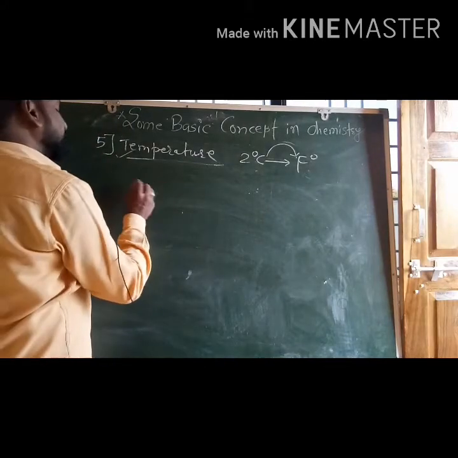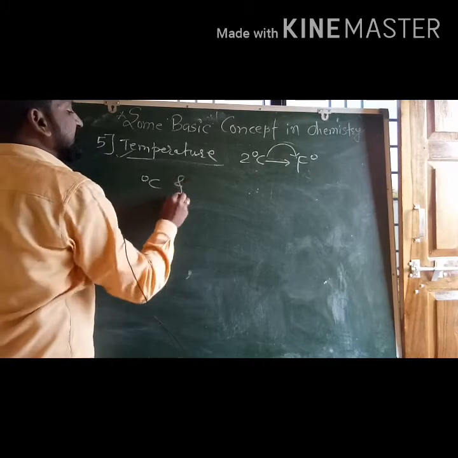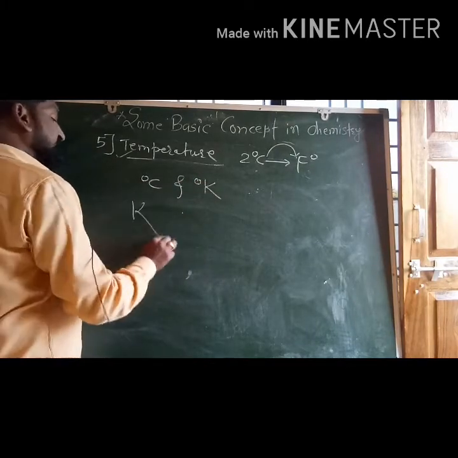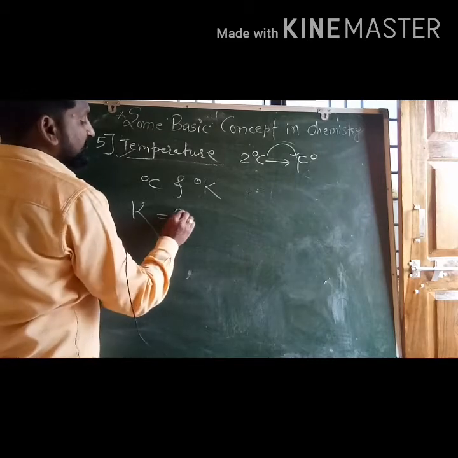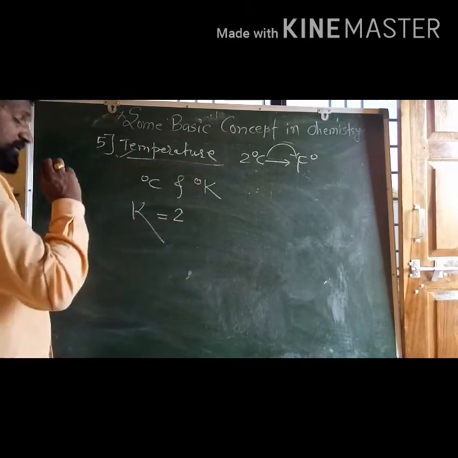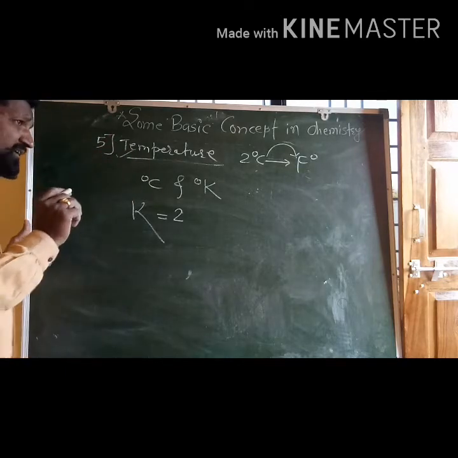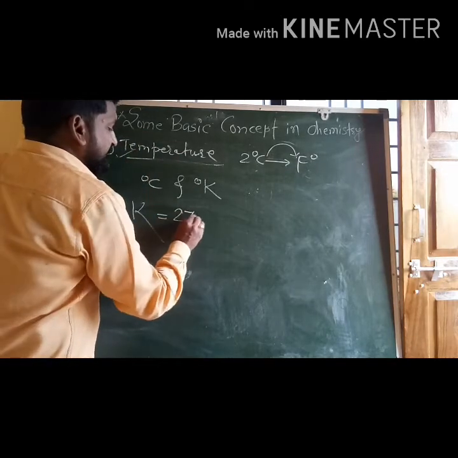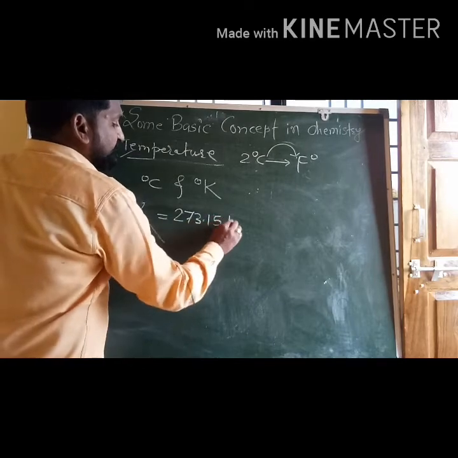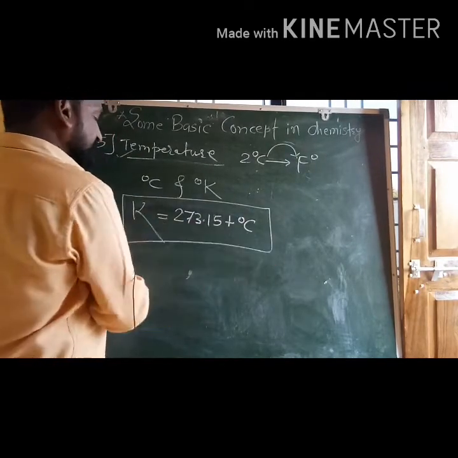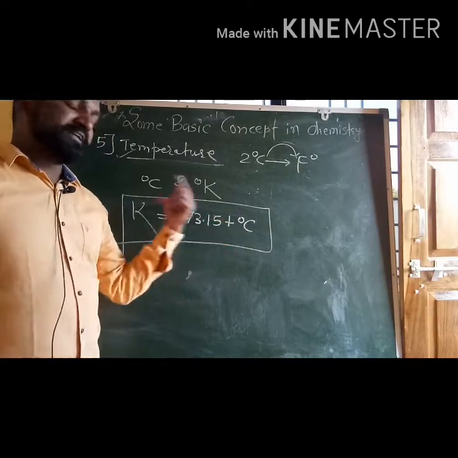After that, relationship between degree Celsius and Kelvin. Listen here carefully what I am saying. Kelvin is equal to 273.15 plus degree Celsius. So this is the relationship, interconversion of Kelvin into degree or degree into Kelvin.